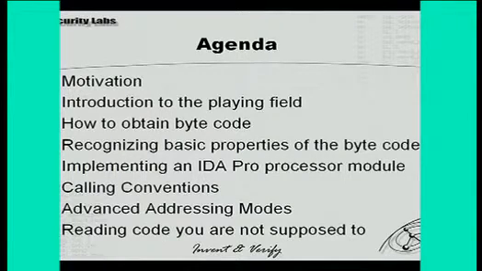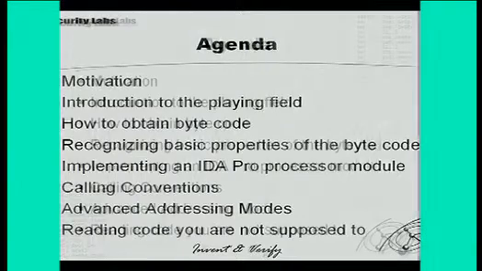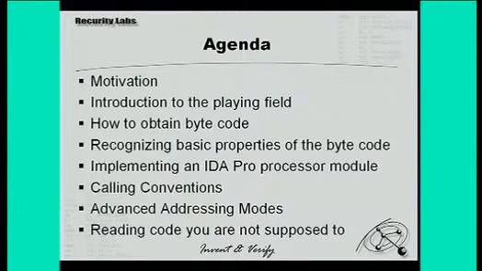So we're going to quickly talk about the motivation behind this talk, an introduction to the field. It is not a regular CPU that you're dealing with on a daily basis, so we have to cover a little bit of groundwork. And then I'm going to talk about how we find the bytecode, how we recognize it, how we see basic properties of the bytecode, how we implement an IDA CPU module to put the disassembler into IDA. Oh, great, thanks for fixing it. And some more advanced topics that you're going to face if you want to write a complete disassembler, and then we end up reading some code that we're not supposed to read.